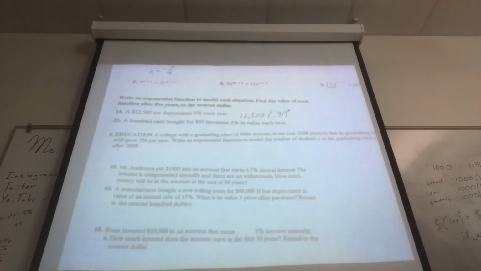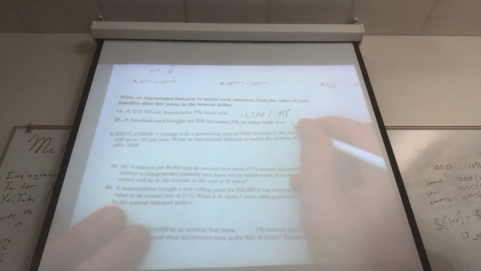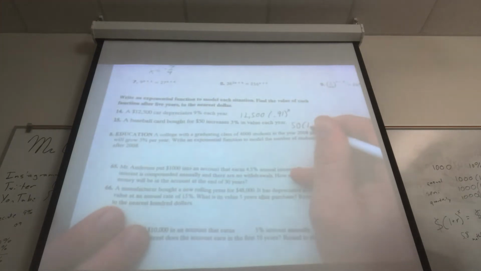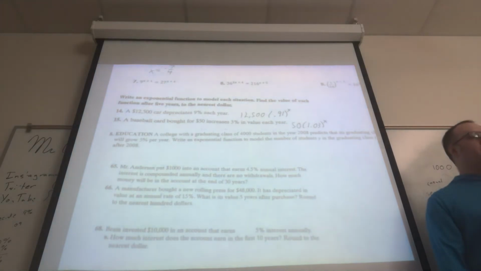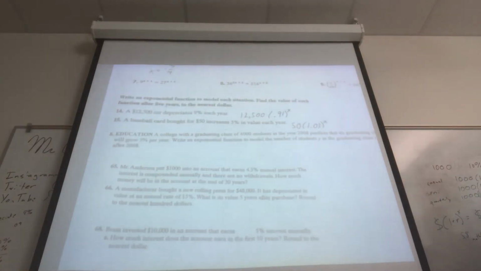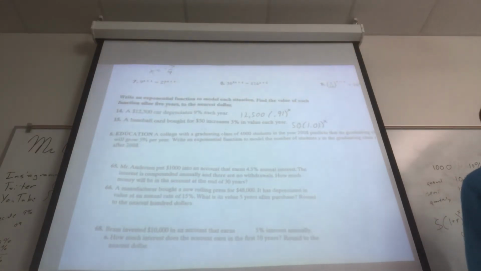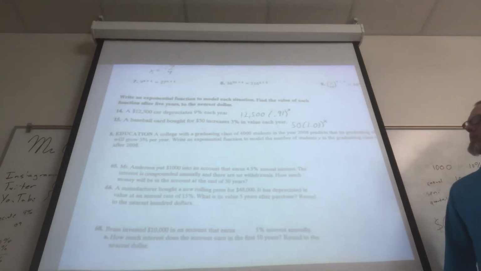A baseball card bought for $50 increases 3% in value. That's 50 times 1.03 to the x. Just remember, on the single digit percentages, you have to have a 0. 3% is not 0.3, it's 0.03. 0.3 would be 30%. Okay? So keep that in mind whenever you have these single digit ones.